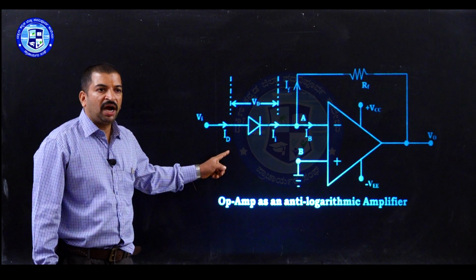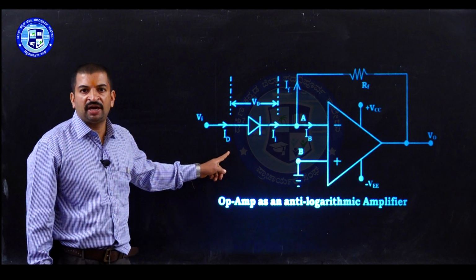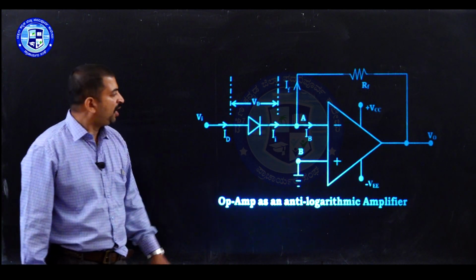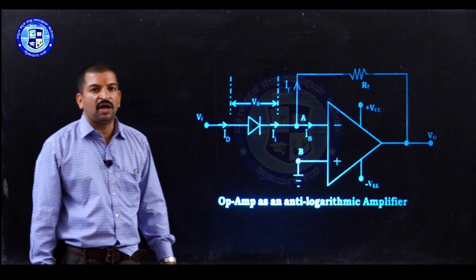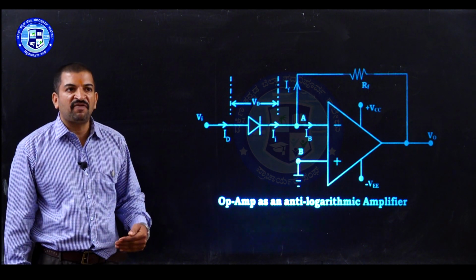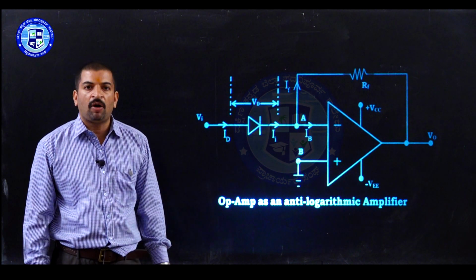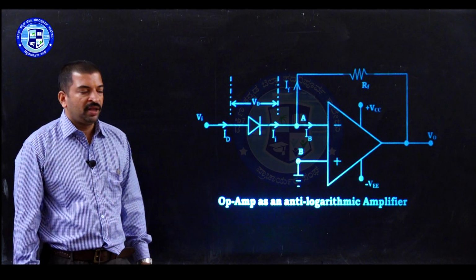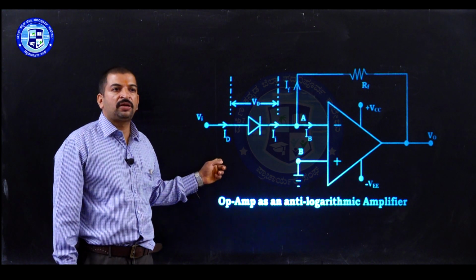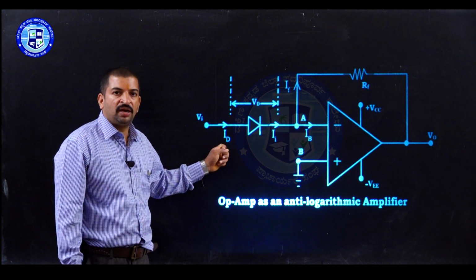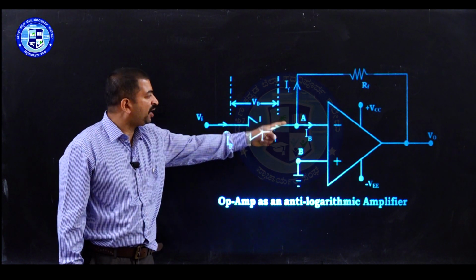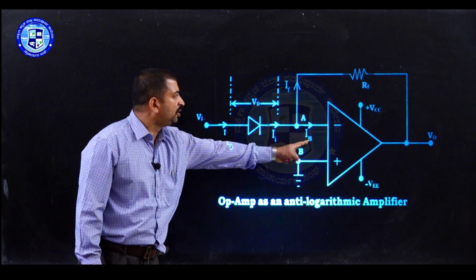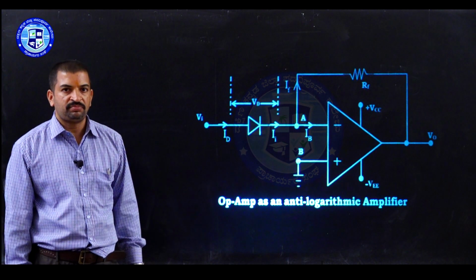Let us consider Id is the current flowing through the semiconductor diode, If is the current flowing through the feedback resistor, and Ib is the current entering into the op-amp. The expression for the output voltage can be obtained by applying Kirchhoff's current law to the node A. According to Kirchhoff's current law, Id is the current entering the node, Ib and If are the currents leaving the node. Therefore, according to KCL, Id is equal to Ib plus If.